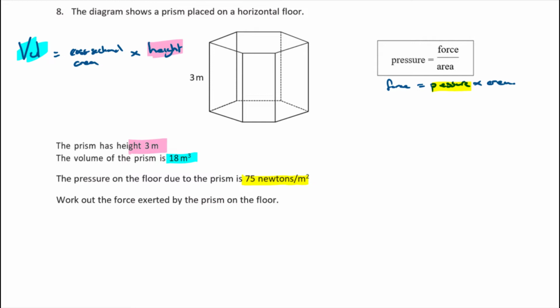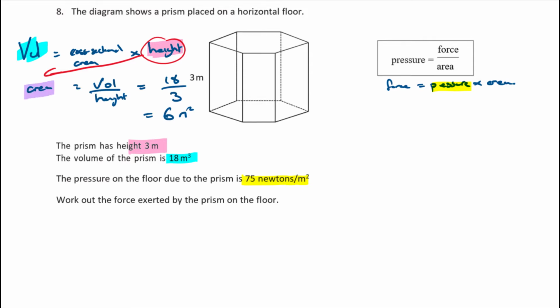So let's do that first. Rearranging this one, so area is going to be equal to, just change sides on this. So if I divide both sides by height, then I'm going to get area equals volume divided by height, aren't I? Okay. In this case, the volume is 18, the height is 3, so that gives me an area of 18 divided by 3, which is 6 meters squared. Okay. So now I know what the area is. The area then is 6.